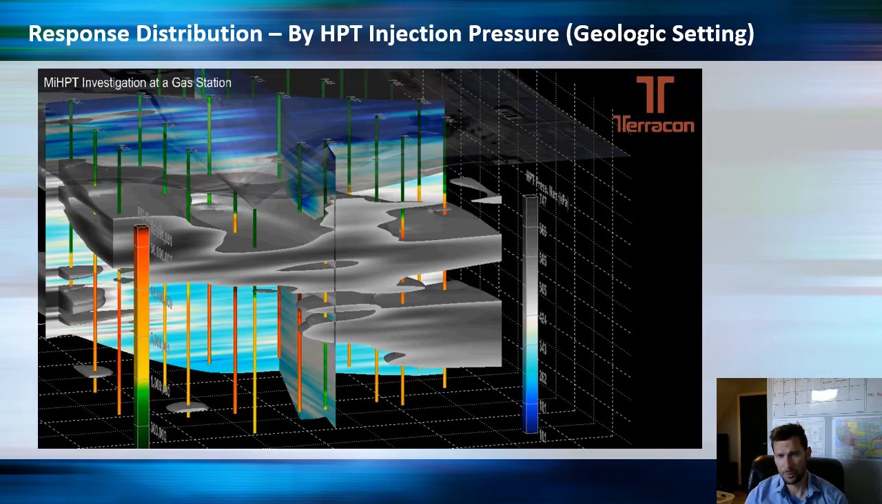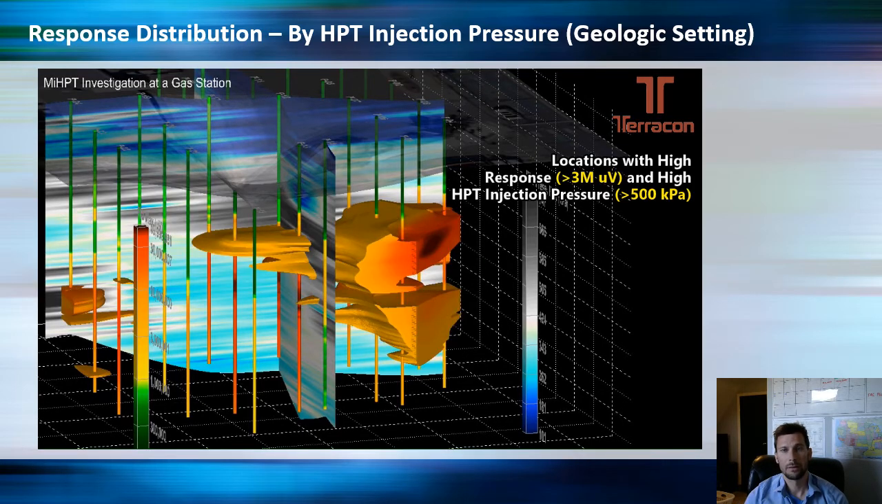To finish with this animation, what we want to find now are locations that have higher injection pressure, so clay soils, but also high response. And those are them right there. Essentially, those are locations with a high response, above 3 million microvolts, and a high injection pressure, about 500 kilopascals, which is about 70 psi. If we were wanting to figure out what we want to do with those soils, those are impacted clays, we might want to excavate those. We might want to use higher injection pressures in those locations, but this can really help target those maybe recalcitrant areas.